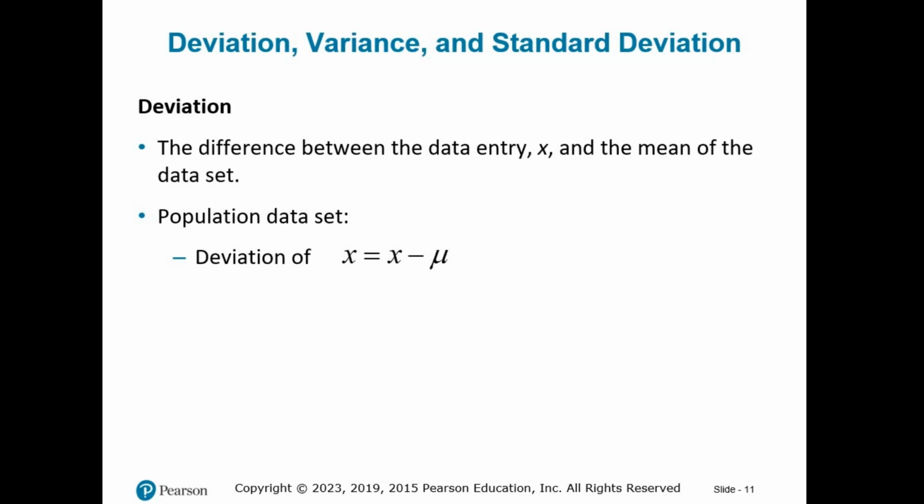Remember that mu symbol? That means population mean. If the data set is a subset of the population, or a sample data set, deviation looks like this: deviation of x equals x minus x bar.